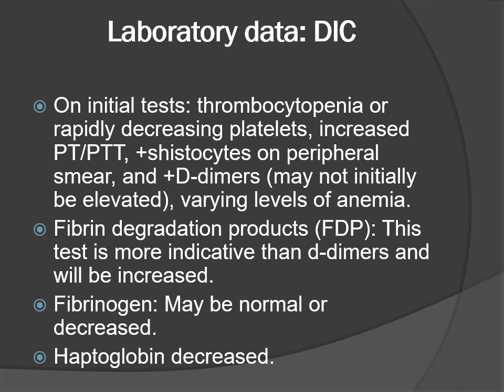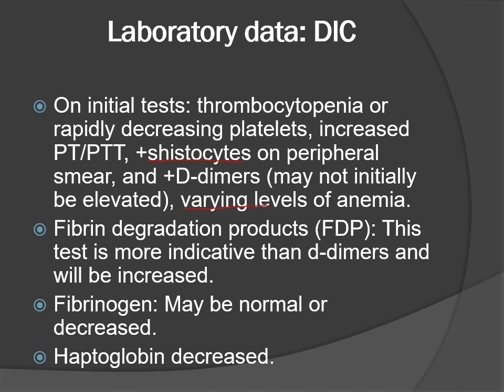You're going to have an increased PTT and PT. So that's really important here, because in TTP, you don't typically have increased clotting times. That's one thing that can help you clue in on one or the other, okay? So remember, in DIC, low platelets, high clotting times. You're going to have schistocytes because there's red blood cells being lysed, right? D-dimer might not be initially elevated, but it'll be elevated for certain.